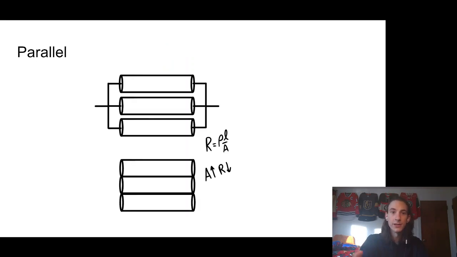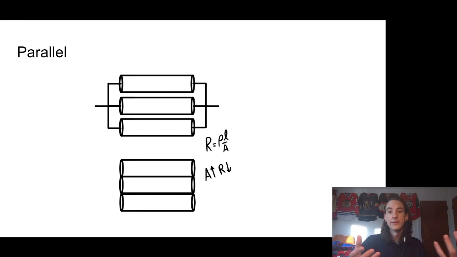Now if we're looking at parallel, that's where we add them side by side. We're kind of giving this current a choice is a way that we can think about it. If we come here, we're the current, we're coming to the battery. Now we have a choice. We could either go through this one, or that one. So what we're doing here is effectively increasing the area. And we know that if the area goes up, our resistance is going to go down.